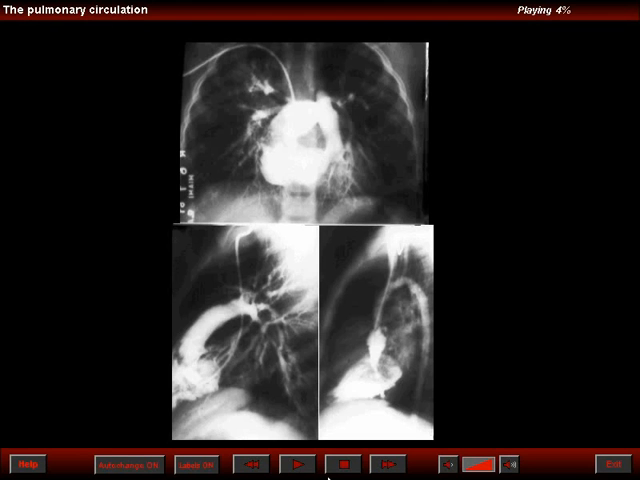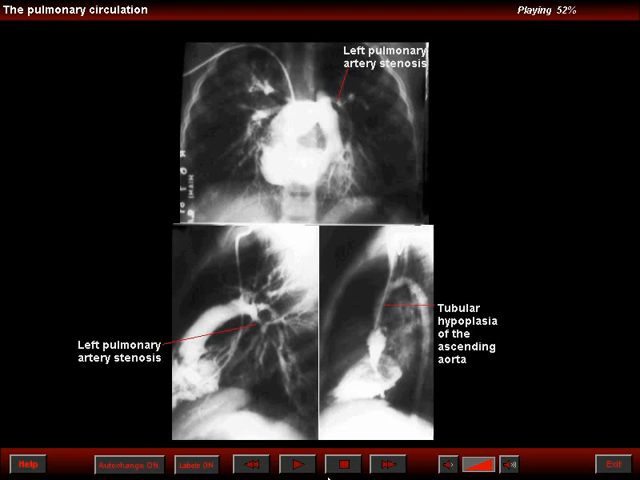Occasionally, pulmonary branch stenosis is associated with other anomalies, particularly tubular hypoplasia of the ascending aorta. In the top and bottom left images, we can detect branch stenosis of the pulmonary arteries with slight post-stenotic dilatation. In the bottom right, we see an aortogram that reveals tubular hypoplasia of the ascending aorta.